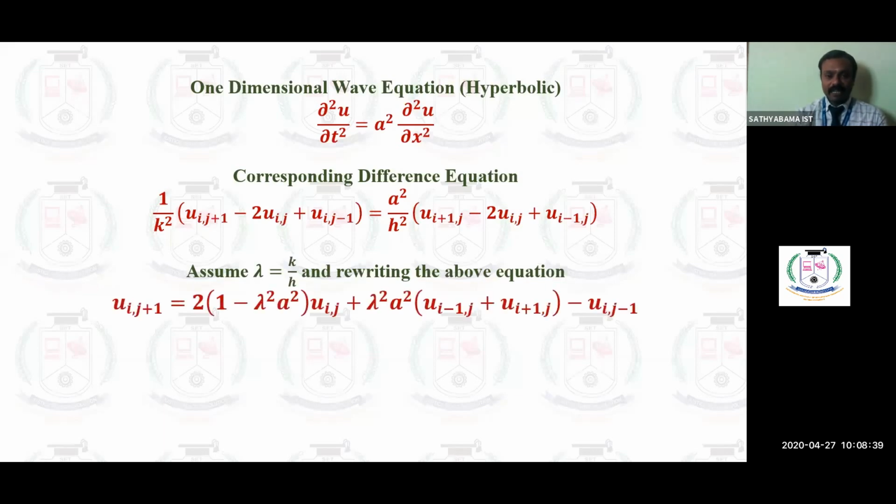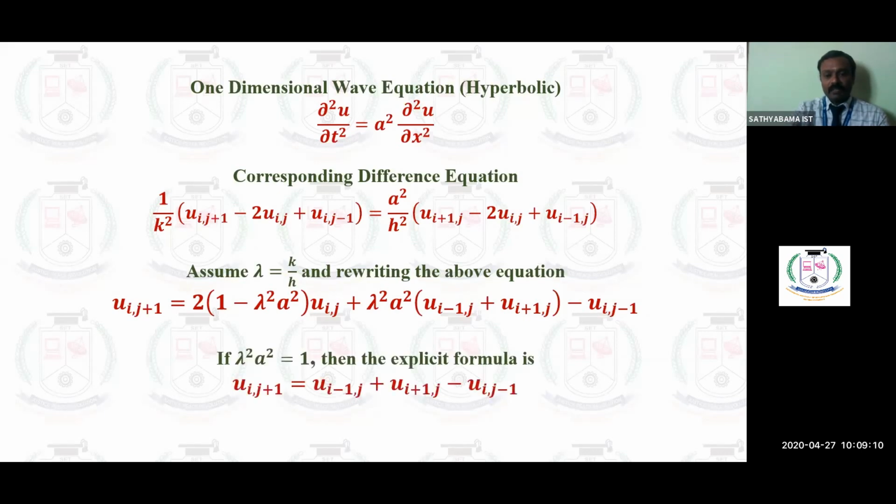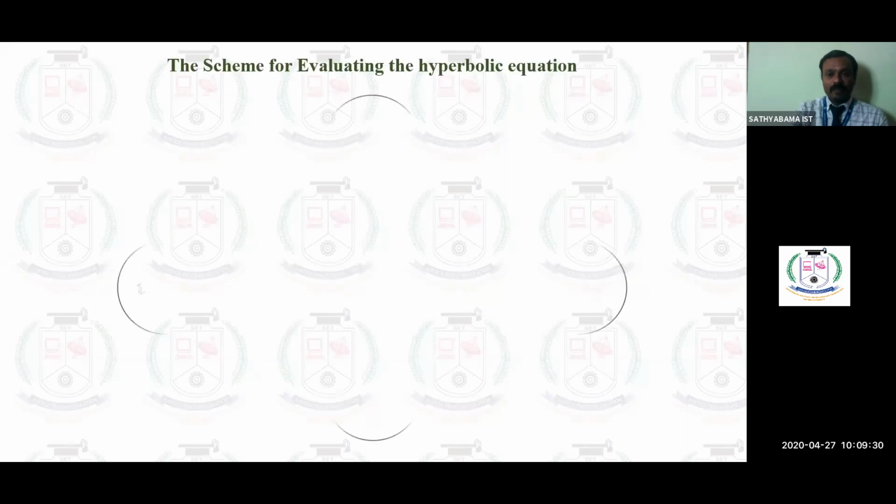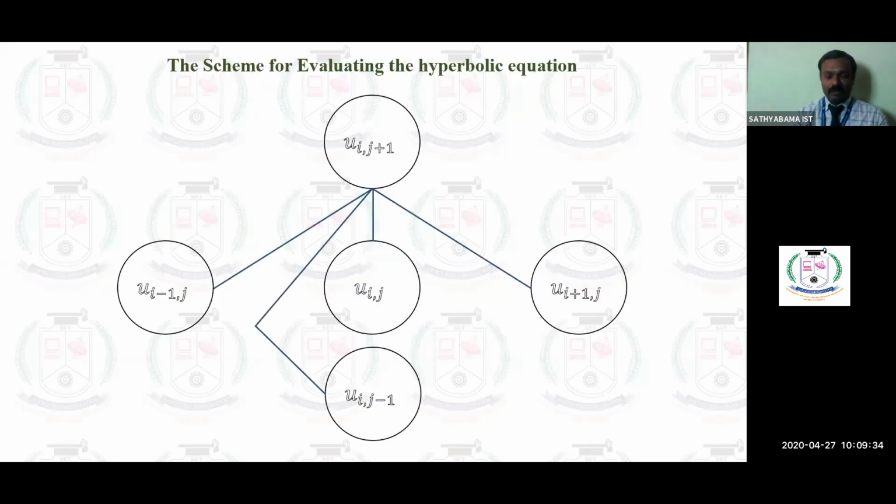For convenience, we take k squared by h squared as lambda squared. On collecting the terms, as discussed earlier, we have the value of u at the next time row on the left-hand side and the values of u in the previous time rows on the right-hand side. On the right we have the j and j minus 1 terms, but on the left we have the j plus 1 term. The simplified equation, called the explicit formula, can be used when lambda squared a squared is equal to 1. So if you choose lambda so that lambda squared a squared equals 1, we can use the simplified formula, and the corresponding schematic representation for solving the hyperbolic equation is below.